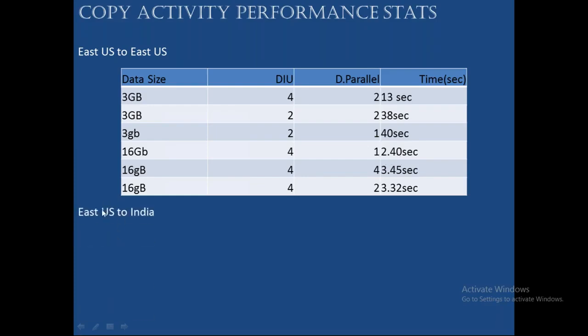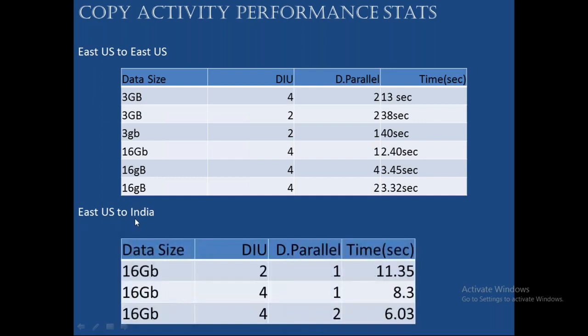Okay, next I tried to load data from east to west to India. Now you see I used 16 GB. The DIUs I have used is 2 and degree of parallelism I have used 1. So now you see the time it has taken is very high, 11.35. Now you see the correct values I got when I moved data from east to west to India. When I increased the DIUs and kept the degree of parallelism the same, see now the time has reduced to 8.3.